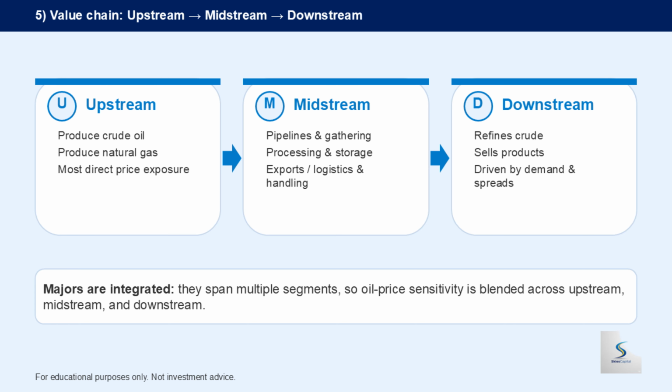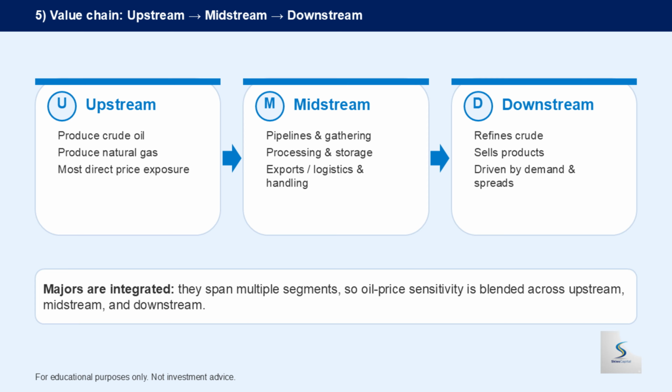Let's ground this in the energy value chain, because where a company sits in the chain determines how oil prices hit cash flow. Upstream is production of crude oil and natural gas. Midstream is pipeline, gathering, processing, storage, exporting. Think of it as logistics and handling. Downstream is refining and selling the products. And here's the key point. The major oil companies are integrated across multiple parts of the chain, so their sensitivity to oil prices is blended.